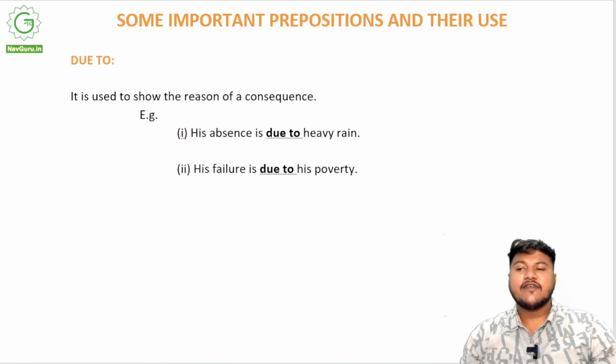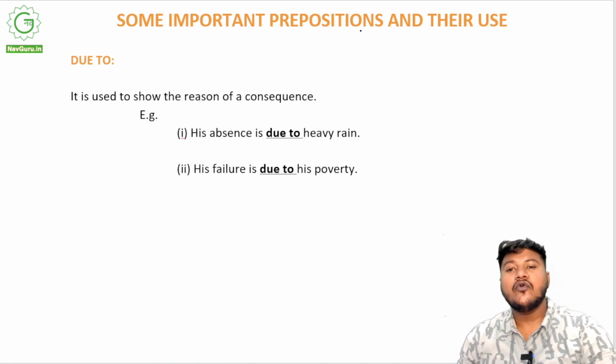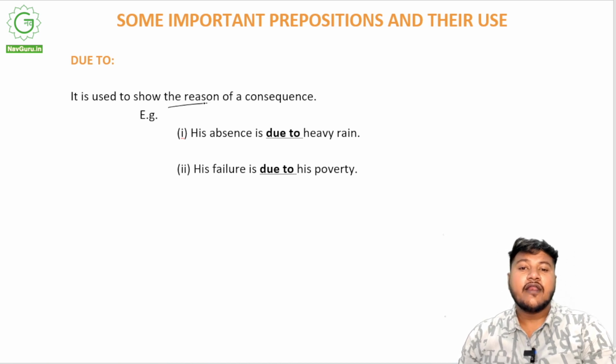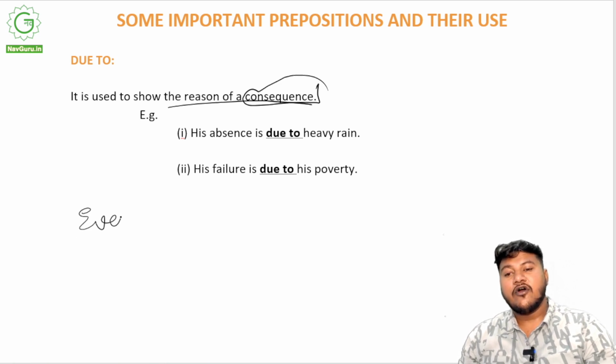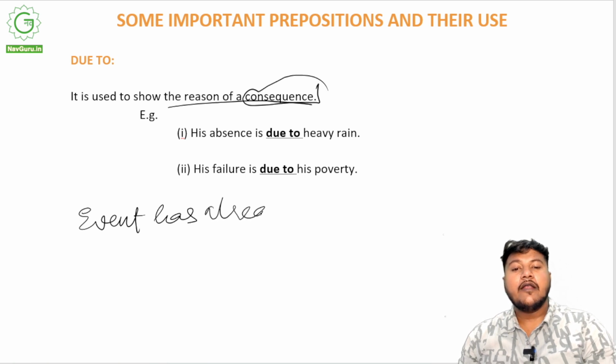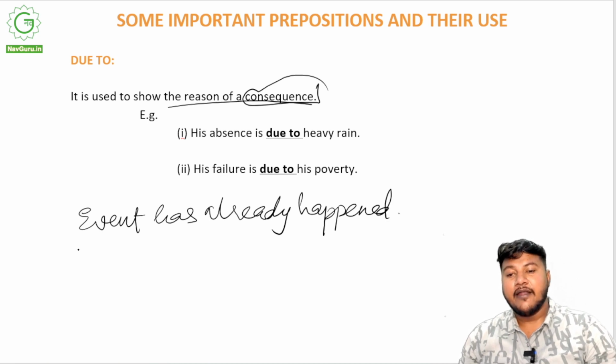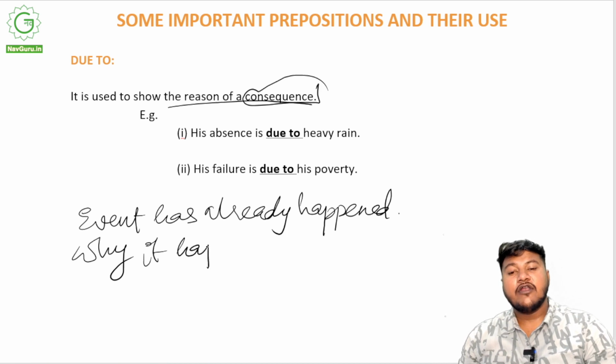Now, due to is another very important preposition. Due to is used to show the reason of a consequence. So something has already happened, right? This event has already taken place. And what I need to do is to tell someone why it happened, right? So when I have to let you know why it happened, I have to give a proper reason.